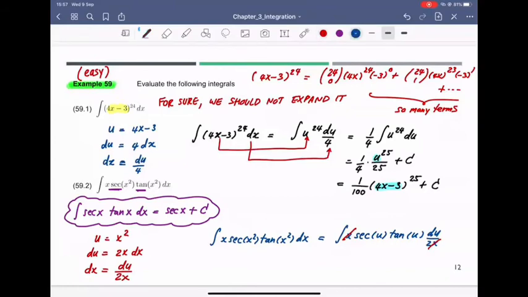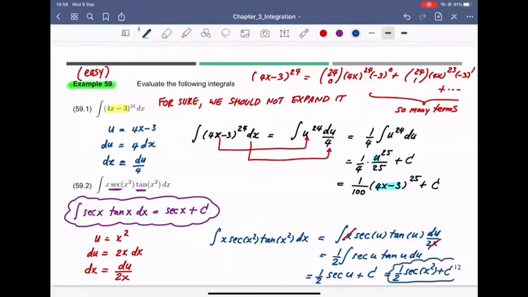And then I have 1/2 the integral of secant u tangent u du. Sweet, right? This is 1/2 times secant u plus c. And that will be 1/2 secant x squared plus c. This is your answer. Simple like that. Does it make sense? This is how we use the substitution rule. So those two questions are easy.